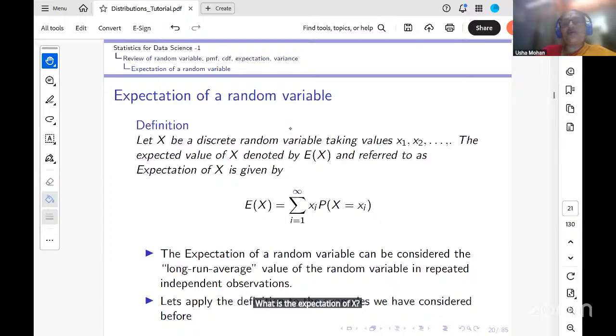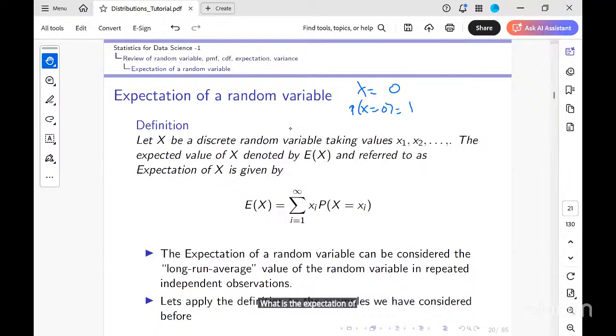X takes the value 0. Probability of X taking the value 0 is 1. What is the expectation of X? 0 into 1, it is 0.